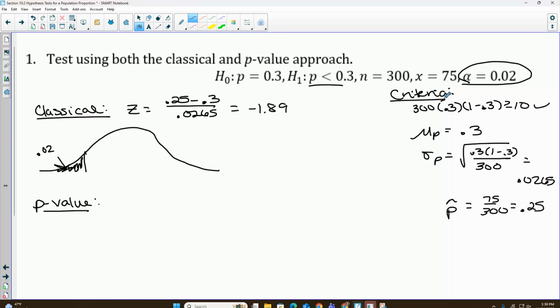I thought negative 2.05. Yeah, negative 2.05. Okay. The classical approach says if you're in this shaded area, you reject. Would negative 1.89 be in the shaded area? No. Remember, this is 0, so negative 1.89 would be over here. That's not in the shaded area, so we fail to reject.